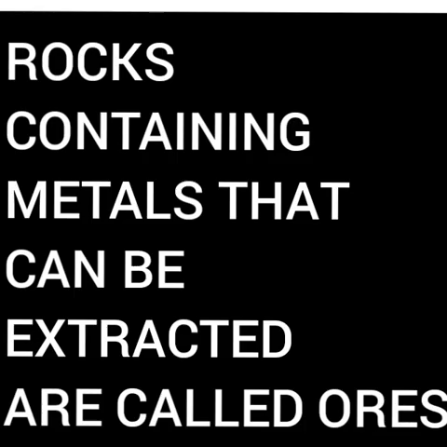Such rocks containing metals that can be extracted are called ores. So what are ores? Ores are natural rocks containing metals that can be extracted. Extracted means removed. So such rocks are called ores. For example, we get iron from the iron ore. Iron ore is magnetite. Bauxite is the ore of aluminium. And also sylvanite is the ore of gold.